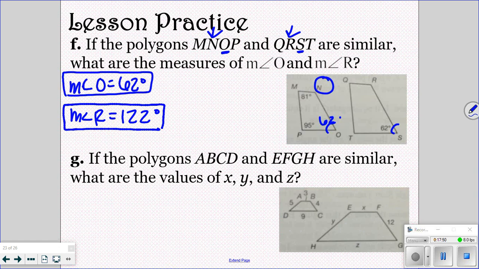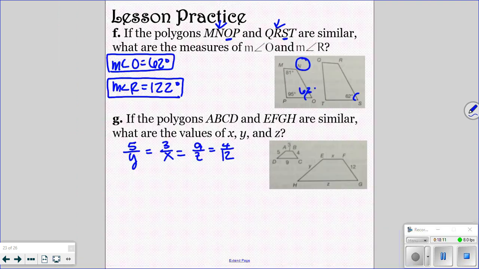Okay, looking at G, we want to find X, Y, and Z. So you're going to set up your ratios. 5 to Y is 3 to X, is 9 to Z, is 4 to 12. So those are the four ratios you should have set up. And this 4 over 12 reduces to 1/3.